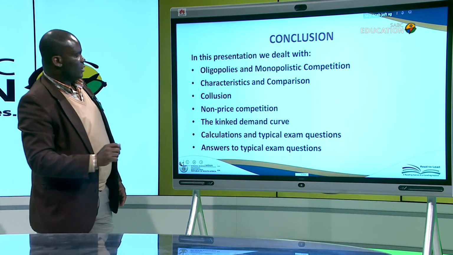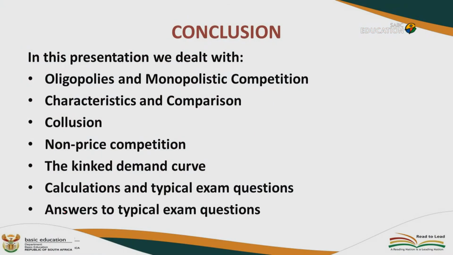Right. In conclusion, in this presentation, let's check the things that we dealt with. We looked at monopolistic competition and oligopolies. That's our checklist. Yes, we did. We looked at the characteristics of the two market structures and we compared them. We did that one. We explained collusion in detail. We also explained non-price competition.